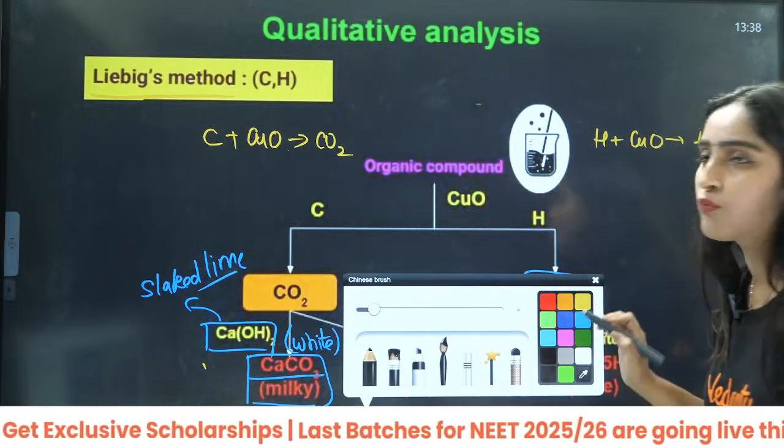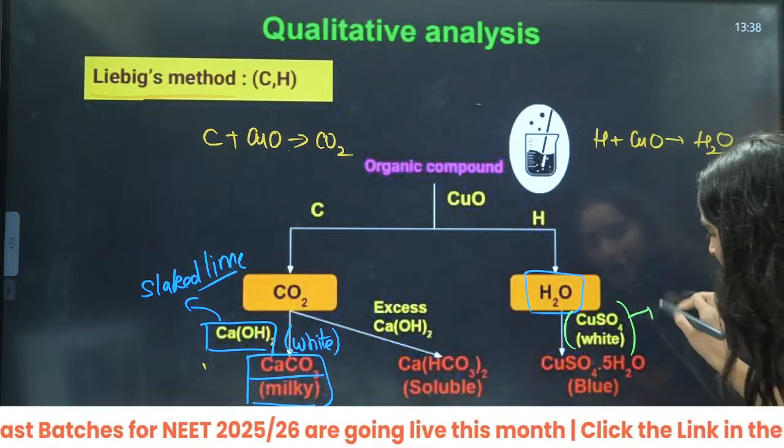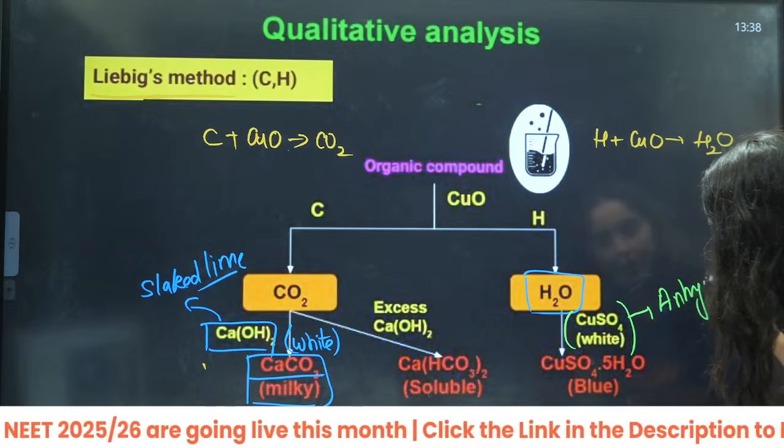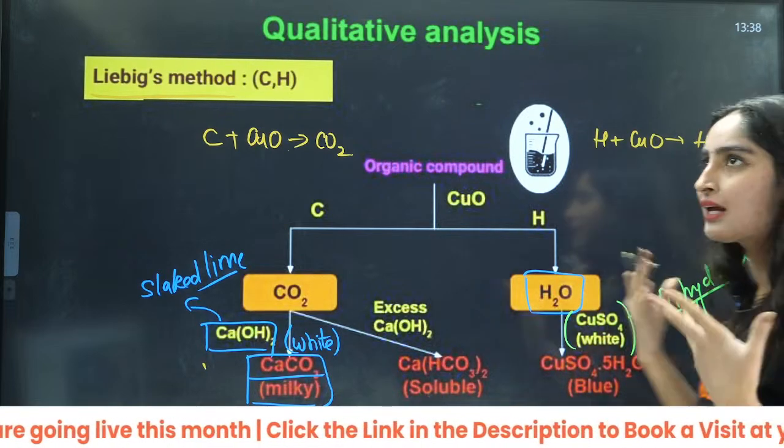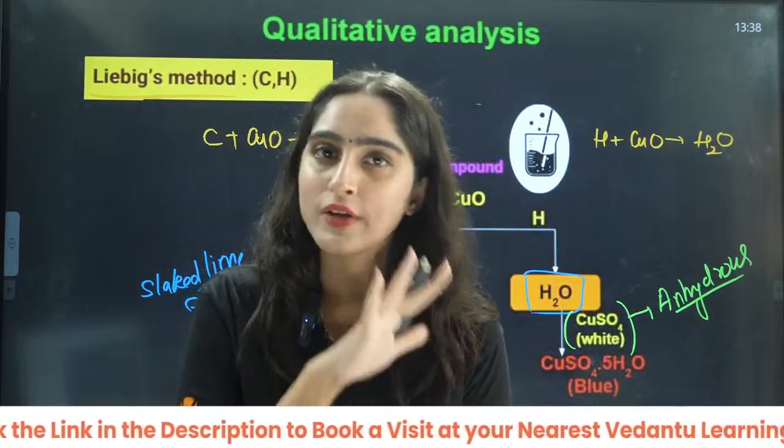Water will behave as a water of crystallization. For example, you have CuSO4, which is anhydrous copper sulfate. Anhydrous means it will be colorless, it will be white in color. That means there is no water of crystallization.